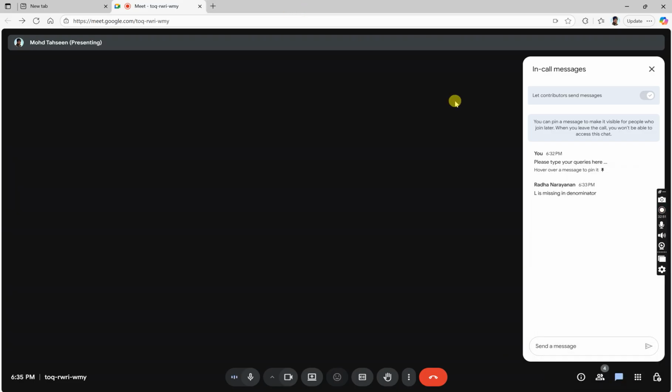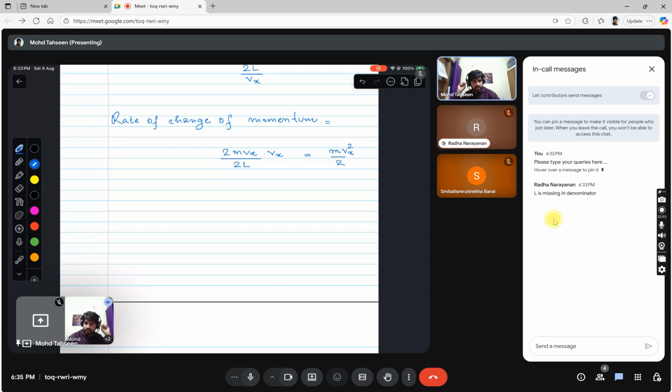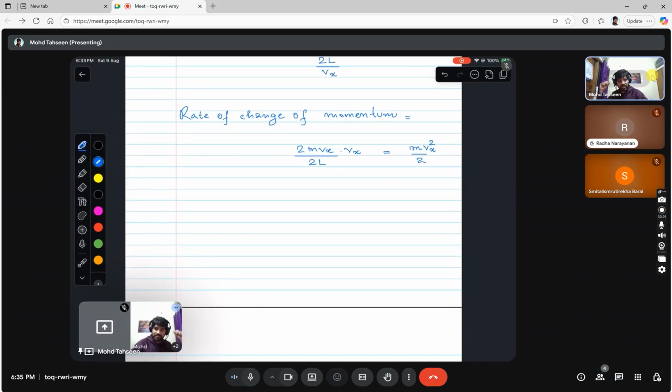Yes, I am able to, okay. L is missing in the denominator. Oh, thank you so much. Yeah, you're right. So this L will carry over, right? As rightly pointed out by Radha, there won't be a 2, but there will be L. There will be no 2. Yeah, thank you, Radha.